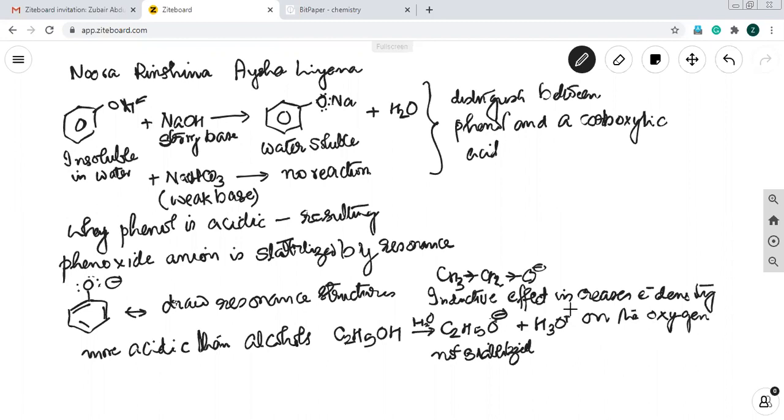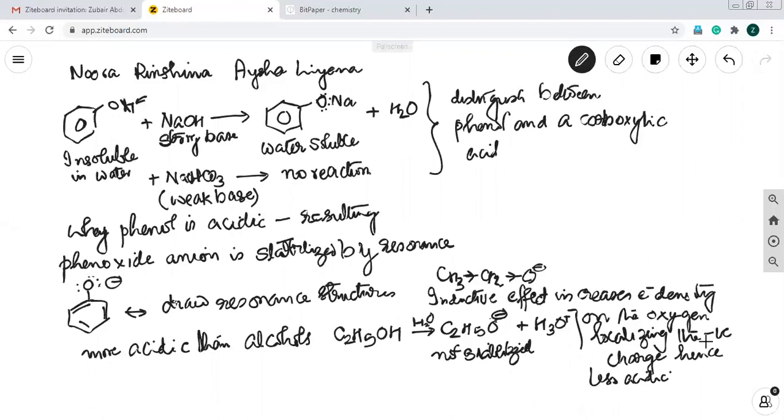It is not delocalizing the negative charge. Localizing the negative charge, not delocalizing negative charge. Okay, localizing the negative charge, it is increasing the electron density and hence it is less acidic than phenol. Right. So that is the acidity and basicity of phenols and phenoxide anion.